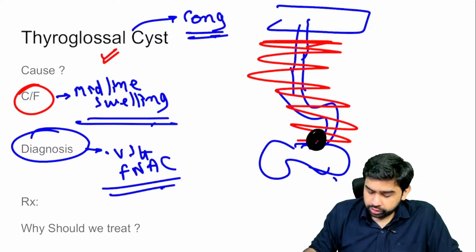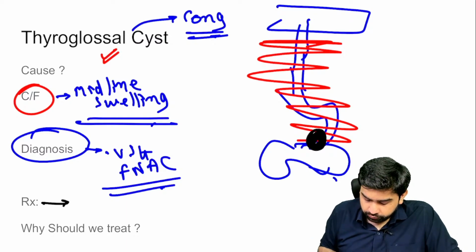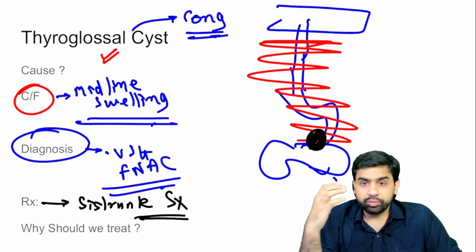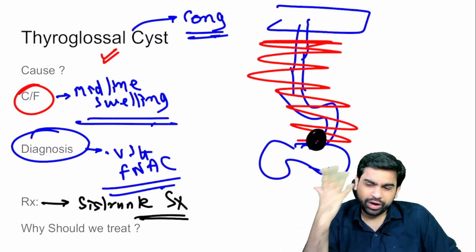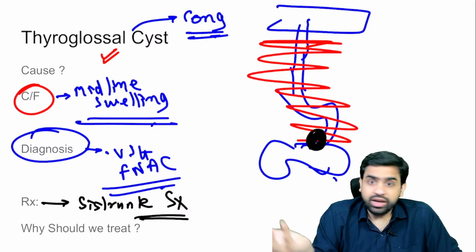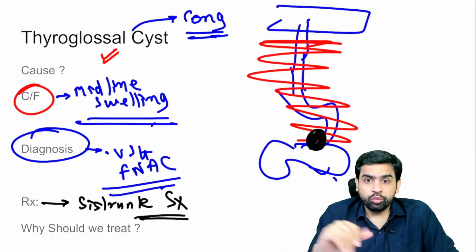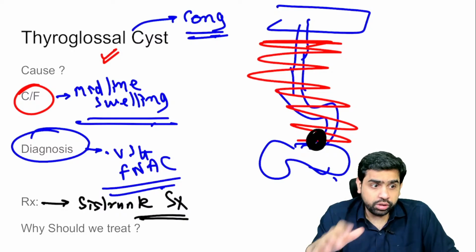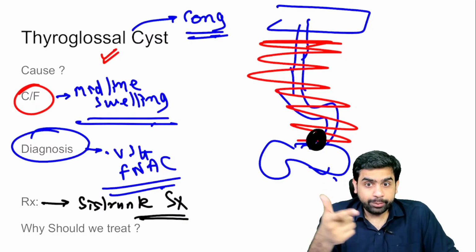What about the management? The treatment of this patient is the Sistrunk operation. Sistrunk operation or Sistrunk surgery is going to be the management of these patients. Why do you want to operate on these patients? It is just a simple swelling present in the midline. It's not harming the patient. So why on earth do you want to operate? Because it can lead to an infection, which can ultimately lead to a fistula.